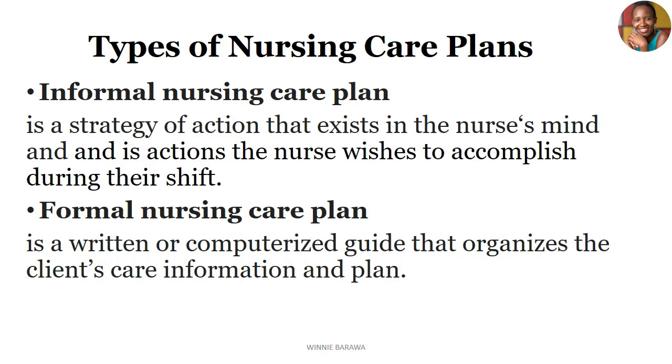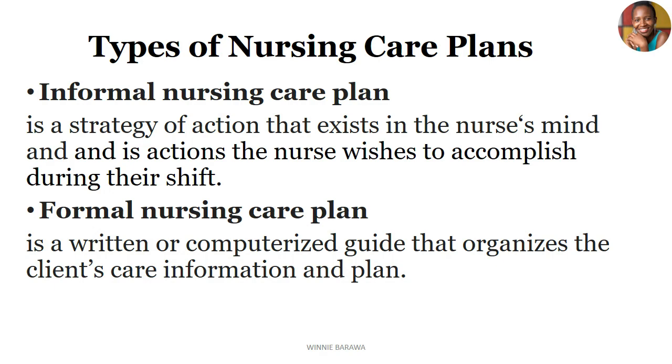So nursing care plans are divided into two: the informal nursing care plans and the formal nursing care plans. The informal nursing plan, just the way the word says it, is informal. It's just a strategy of actions that exists in the nurse's mind, the actions the nurse wishes to accomplish during their shift. In short, it's an unwritten plan. It's not put on paper, and it's not put in an organized way. It's just an informal order of what the nurse has planned to do in her shift, to execute her goals and expected outcomes in that particular shift, but it's not put down on paper.